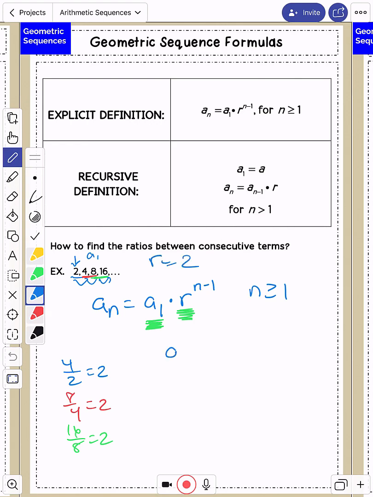Well then, a sub n is just a1, which is 2, times r, which is 2, raised to the n minus 1. And this isn't the greatest example of all because it's really, really important to recognize that the only thing that's raised to an exponent is this part right here. And we'll talk about that more when we do other examples.